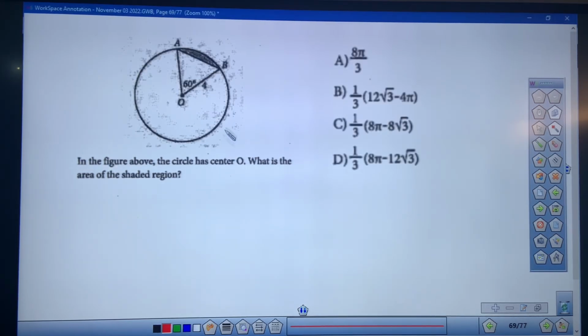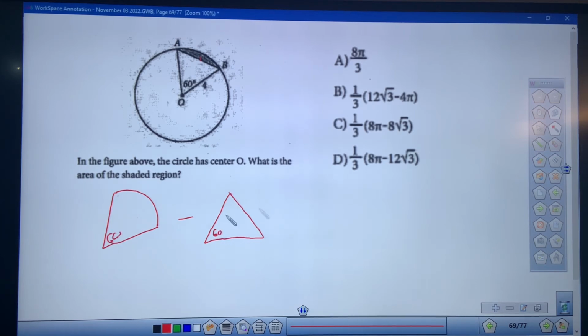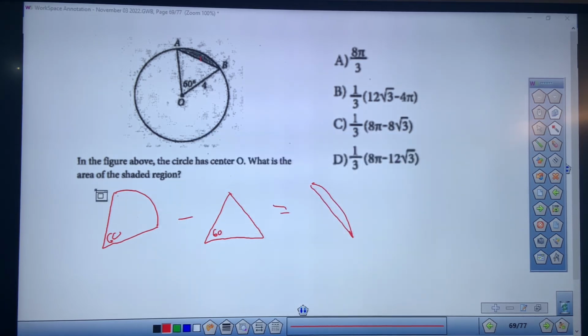All right, this is a high-level one. It's the area of a segment, not a sector. So that's going to be the area of the ice cream cone, minus the area of the triangle, equals the ASR, the area of the shaded region. So I want to keep that little idea in mind.